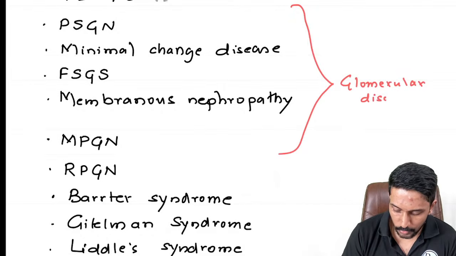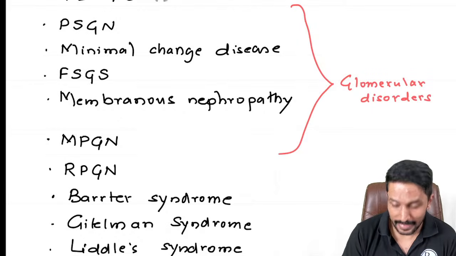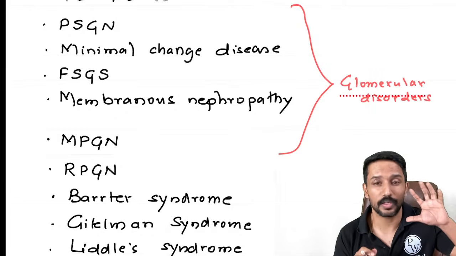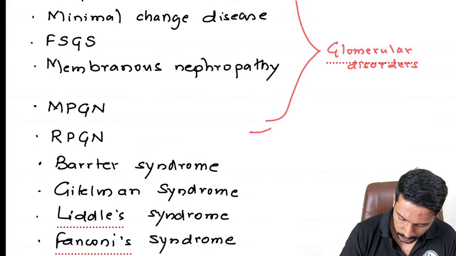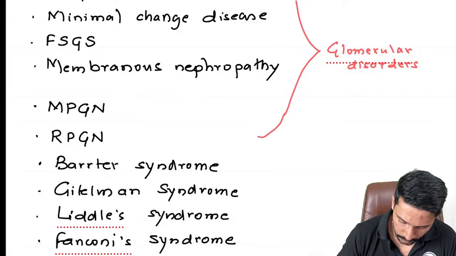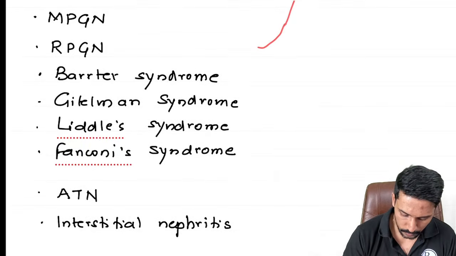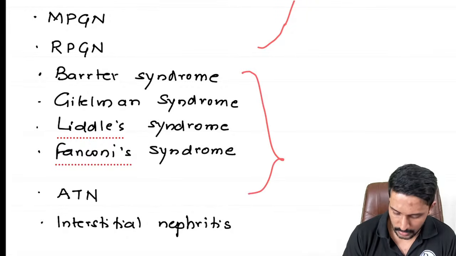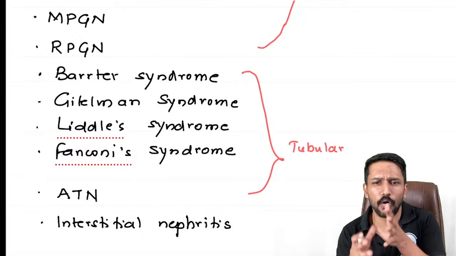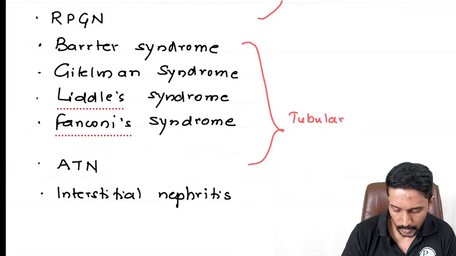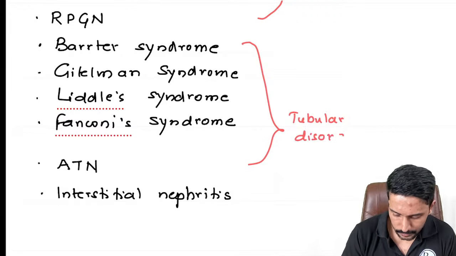So they have a typical way of presentation. If I identify that pattern of presentation, I know that this is a glomerular disease. So similarly, Bartter syndrome, Gitelman syndrome, then Liddle syndrome, Fanconi syndrome, acute tubular necrosis, these are all tubular disorders. These are affecting some or all parts of the tubules. These are tubular disorders.